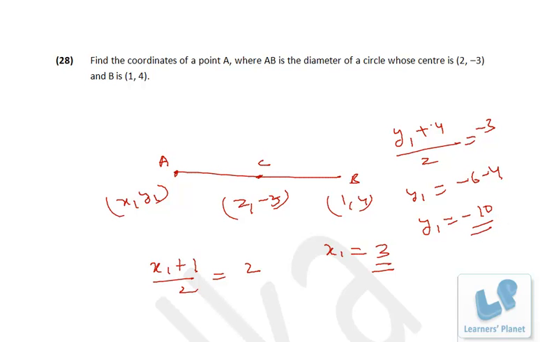Okay. The only important property that we have used over here is that the midpoint of the diameter is the center. So this plus this by 2 will be this. Okay, that's it.